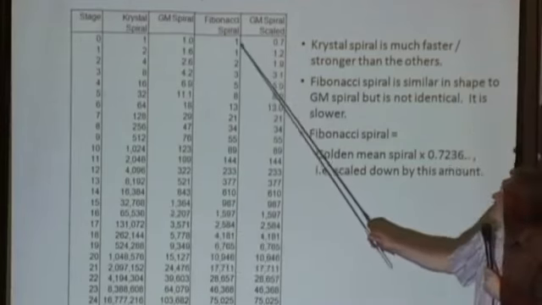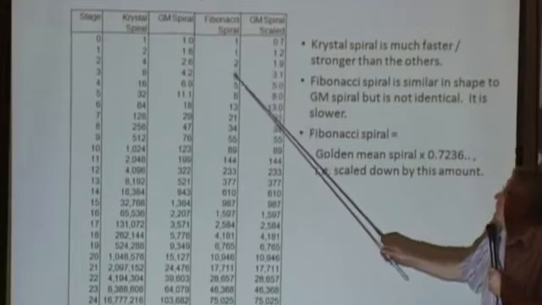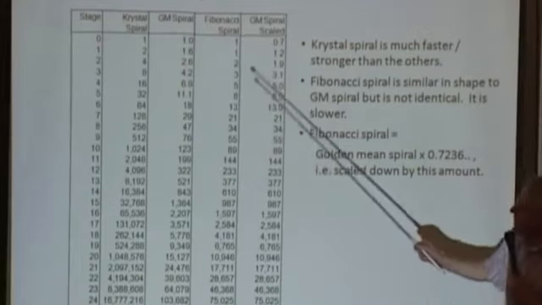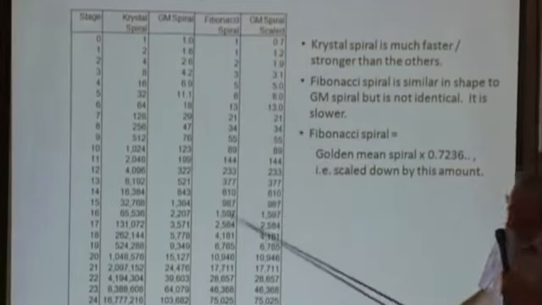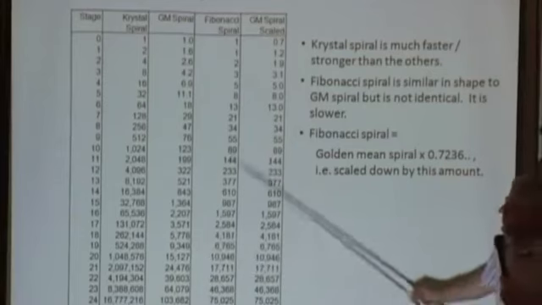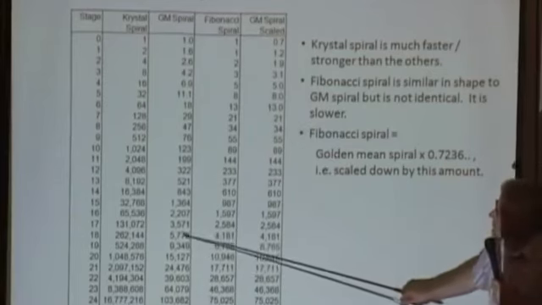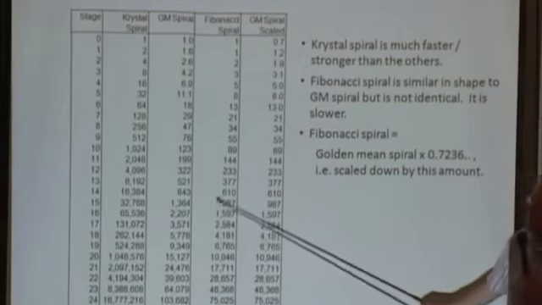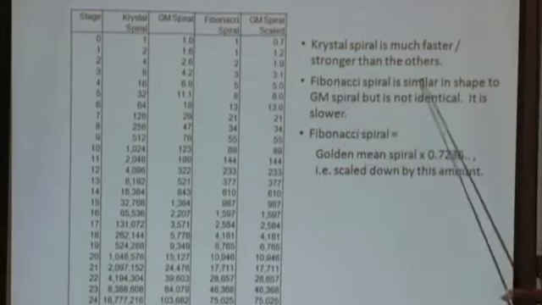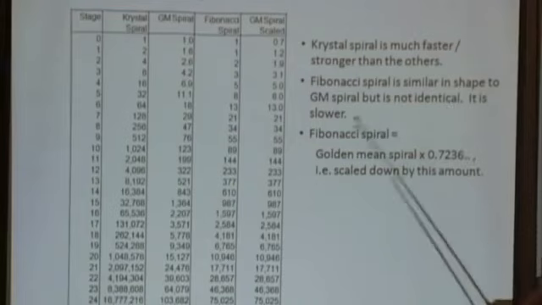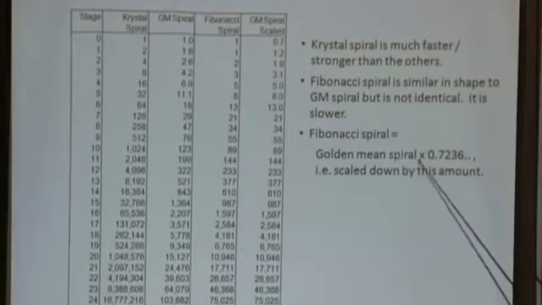Look at the corresponding numbers for the Fibonacci spiral. We go 1, 1, 2, 3, 5, 8, and so on. Now, the pattern of the numbers is similar to the golden mean spiral, but the numbers themselves are smaller. In other words, if we compare these numbers with the golden mean spiral numbers, we see that they're smaller, and they're smaller by a fixed amount. So the Fibonacci spiral is similar in shape to the golden mean spiral, but is not identical to it. It's a weaker spiral, it's slower. It's a scaled down version of the golden mean spiral, and it is scaled down by a very specific proportion.